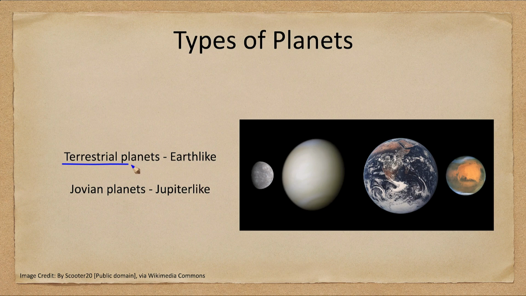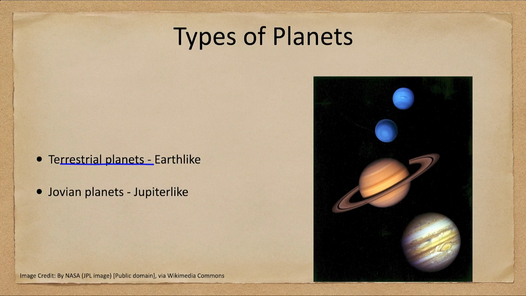We have the terrestrial or Earth-like planets, which includes Mercury, Venus, Earth, and Mars. These all have nice solid surfaces where we could land. The other type of planet is the Jovian planet. So the Jovian planets are Jupiter-like. So this is Jupiter, Saturn, Uranus, and Neptune. And none of these have a solid surface. They're all very gaseous and icy.